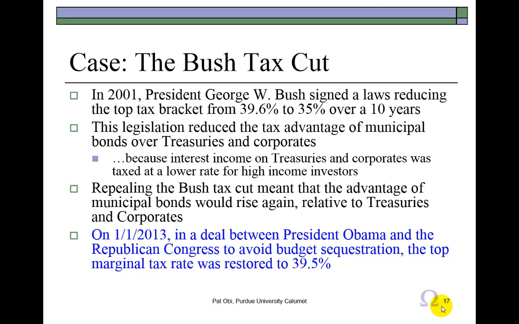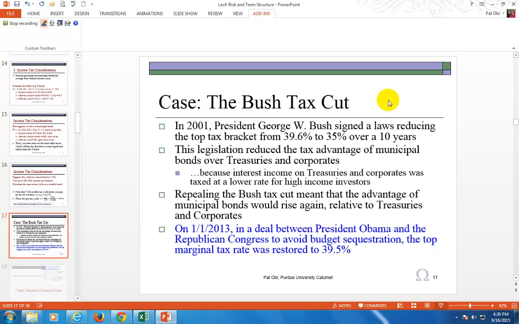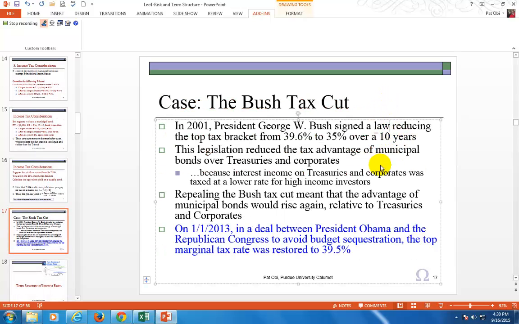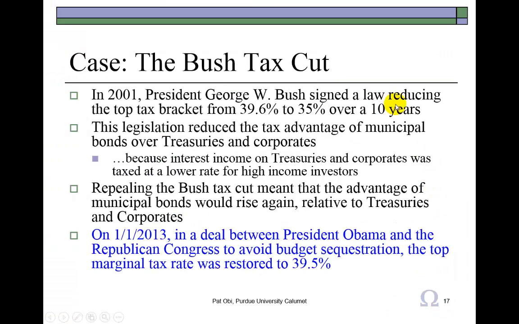Alright, so a little bit of a take-home footnote here. In 2001, President George W. Bush signed a law reducing the top tax bracket from 39.6% to 35%. This will stay over 10 years, and then at the end of which Congress will review it and possibly renew or just leave it as is.